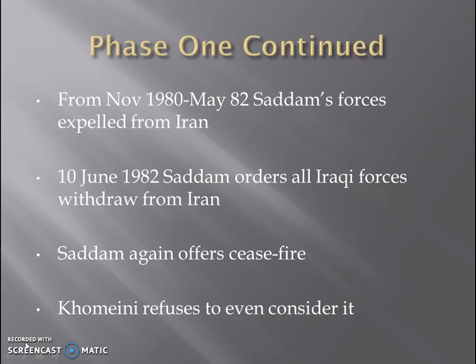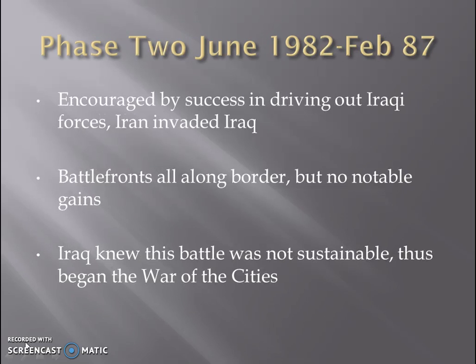So that led to, on the 10th of June, Saddam ordering all of his forces to withdraw from Iran, and he again offers a ceasefire to Ayatollah Khomeini, the supreme leader of Iran, who refuses to even communicate with him, refuses to even consider negotiations with Iraq. Which then takes us into Phase 2 of the war, which takes place from June of 1982 through February of 1987.